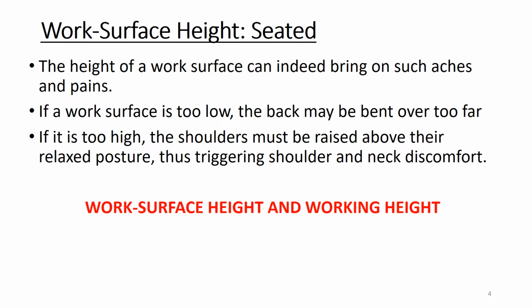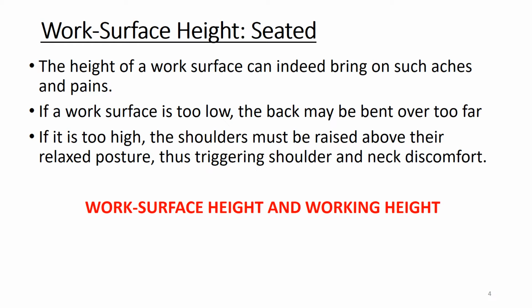In the first one, we will look into the seated work surface design. Here, the work surface height is the first priority that we'll be giving, and how it influences the worker performance. As you know, the height of a work surface can bring on aches and pains. If the work surface is too low, you will have to bend over and do the job. And if it is too high, the shoulders must be raised above their relaxed posture. Thus, it can cause shoulder aches or neck discomfort, etc.